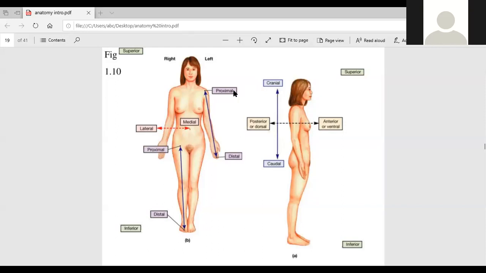And the last terminology, in the upper and lower corner of the screen, is superior and inferior. Superior means above and inferior means down. So these are the basic terminologies which we use in anatomy. Because of these, it is easier for us to describe various organs, organ systems, and even the diseases which take place in the human body. So let's go ahead.